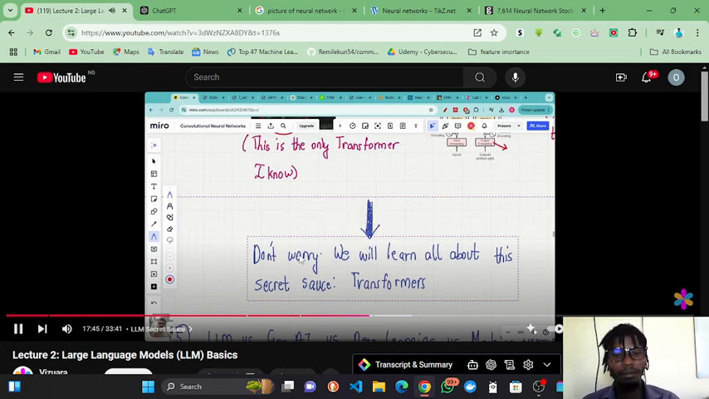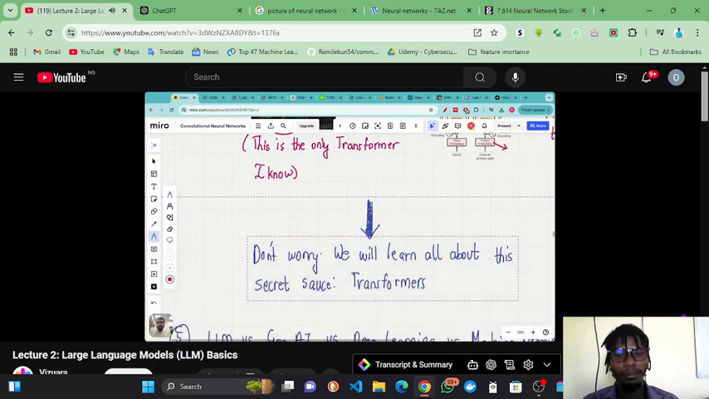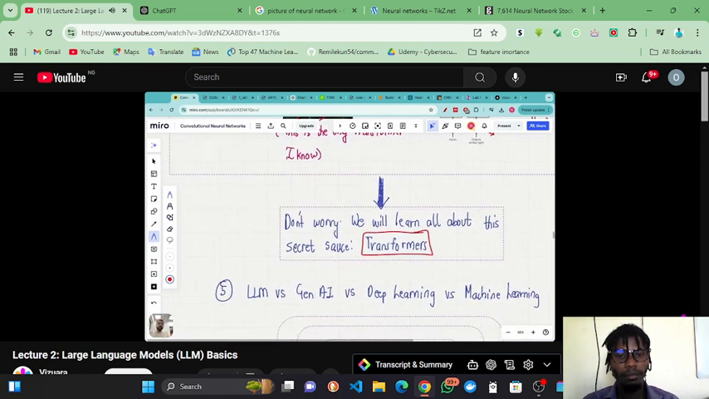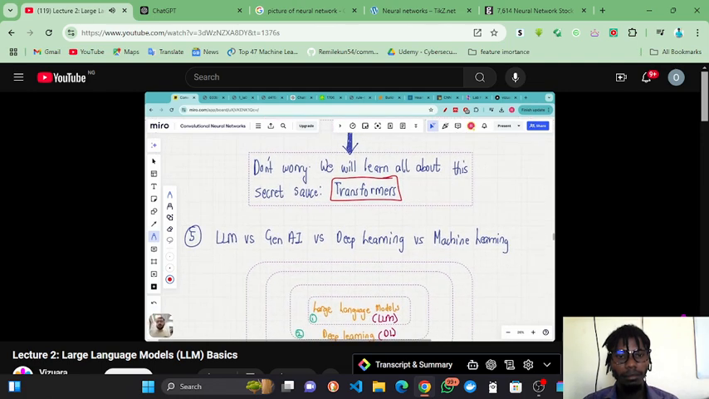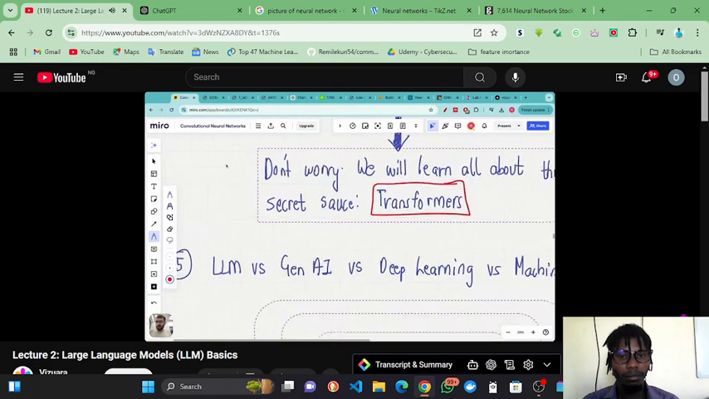So let's get started. As I said, do not worry, we will learn all about this secret sauce, which is the transformers, in the subsequent lectures. That covers the fourth point of today's lecture. And now we come to the fifth point, which is all about terminologies, right? There are so many words people are throwing around randomly these days. It's just getting more and more confusing.